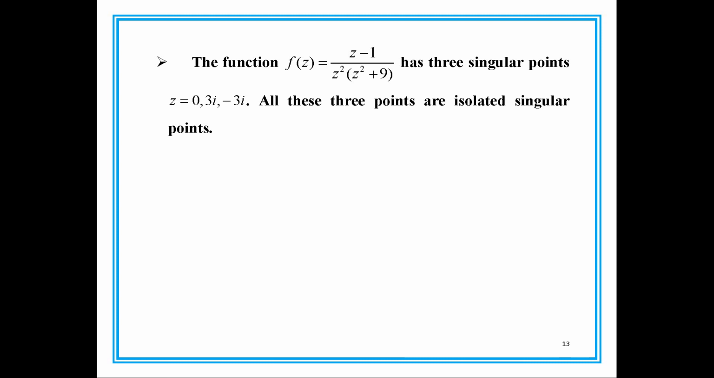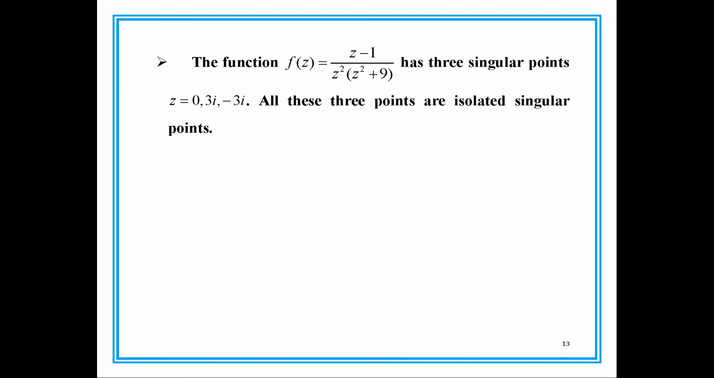Consider this function f of z is equal to z minus 1 upon z square into z square plus 9. Now let us find what are the singular points. So what I need to do, you equate the denominator equal to 0 and find the roots. So here once I put the denominator, that is z square into z square plus 9 equal to 0, then I will get 4 roots. For z square equal to 0, we will have 0, 0. And for z square plus 9, we will have 3 iota and minus 3 iota.